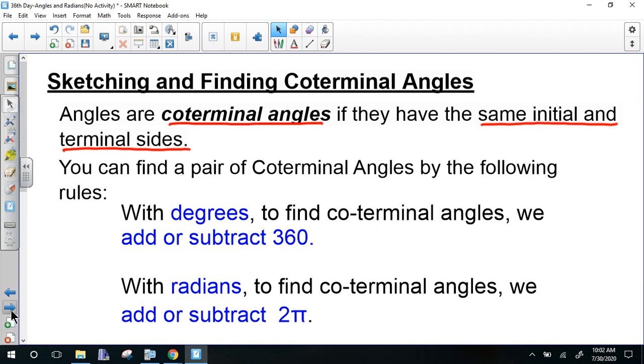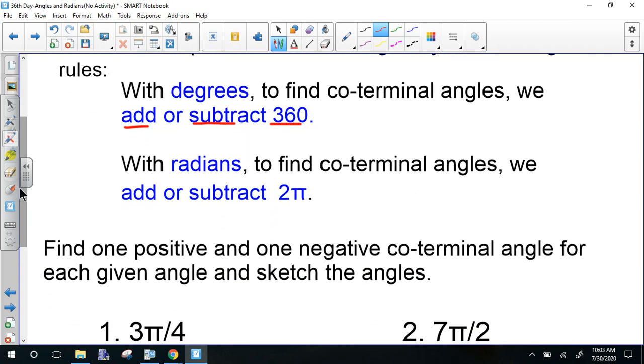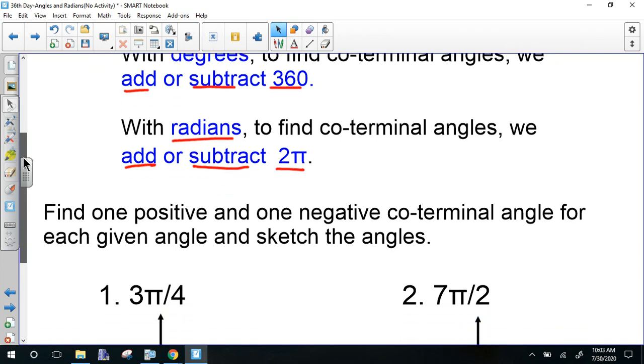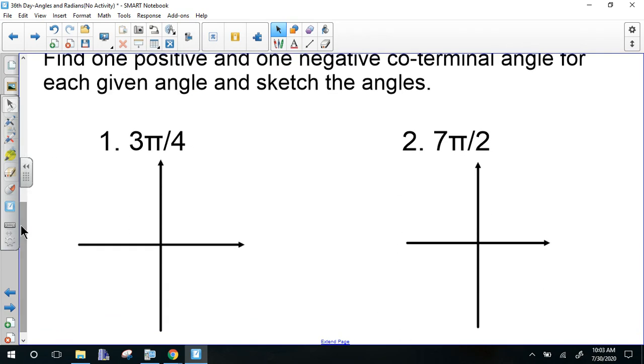So here's how you find coterminal angles. With degrees, to find coterminal angles, we can add or subtract 360. With radians, we add or subtract 2 pi. So let's do a couple. 3 pi over 4.